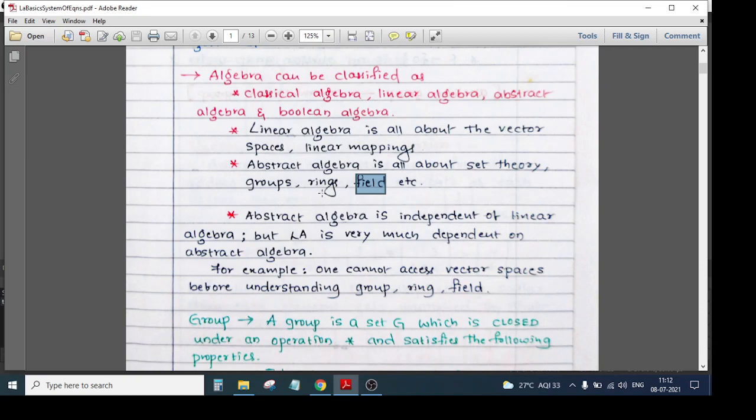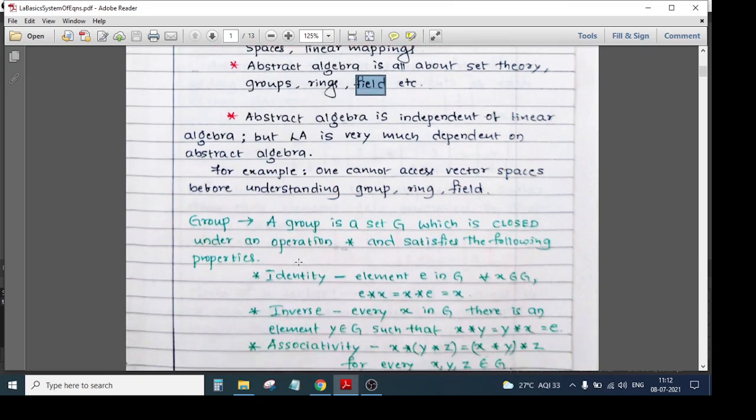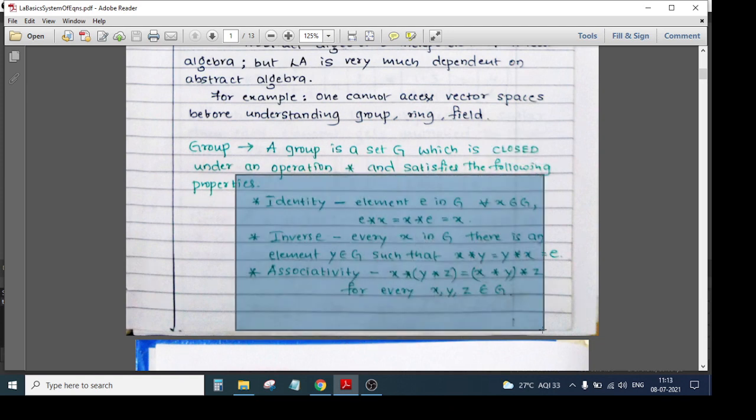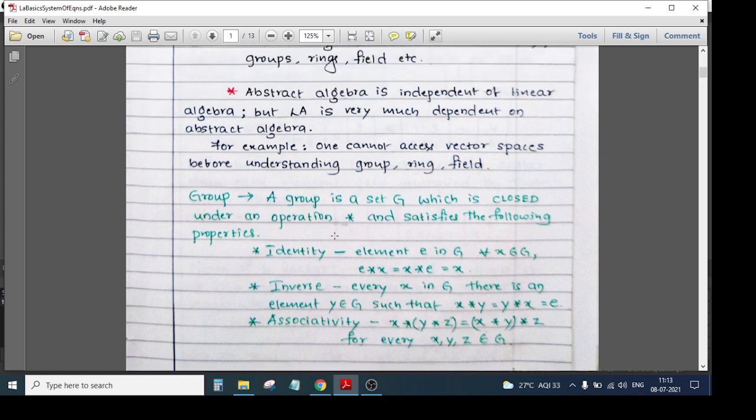Let us try to understand the first thing, that is what actually is a group. A group we denote by G, and we call it closed under the operation multiplication if it satisfies the following properties. Let me reiterate: a group is a set G which is closed under an operation multiplication and it satisfies the following properties. Okay, what do you mean by this closed?